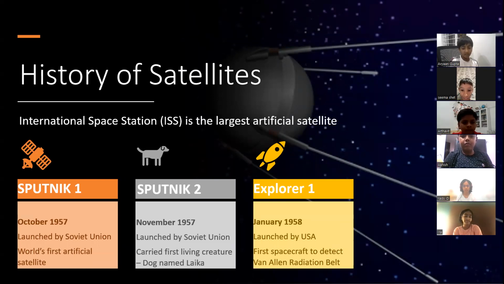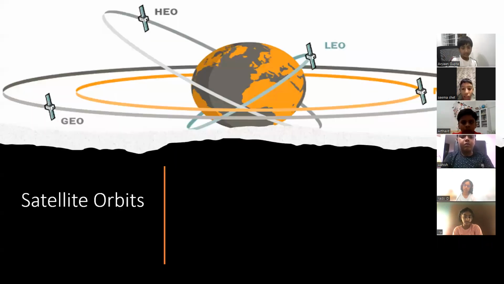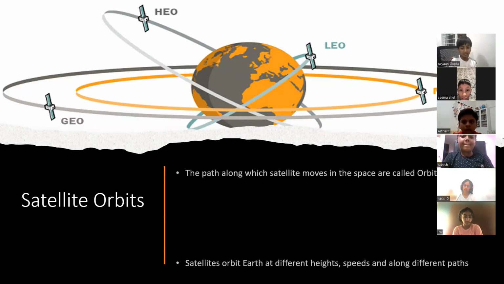Explorer 1 was a satellite launched by the USA in January 1958. It is the first spacecraft to detect the Van Allen radiation belt. Do you know what stops satellites from crashing into each other? Satellite orbits. Satellite orbits are paths along which satellites move in space.